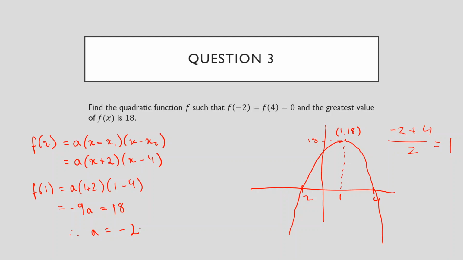Cool. So I know that my rule, if I write it out in full, let's use another color, will be f of x equals -2 times x plus 2, x minus 4. You can expand that out if you like, but that's a perfectly valid form of a rule for a quadratic. Okay, one more question.